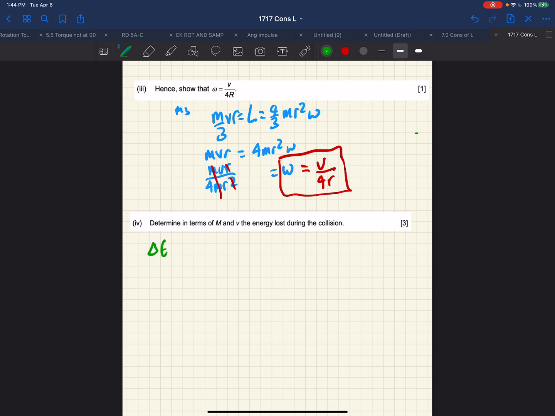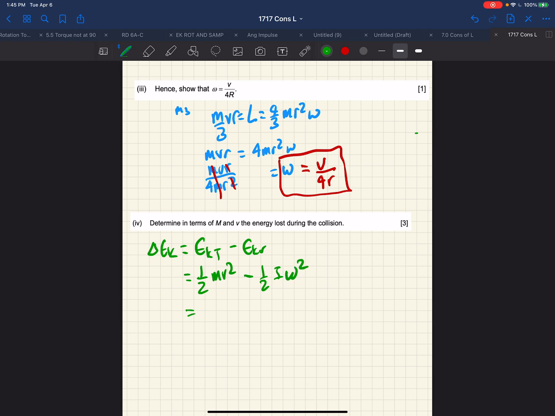So we want to know the change in kinetic energy, and that is going to be the translational kinetic energy minus the rotational kinetic energy. And the translational kinetic energy is 1/2 mv squared. And the rotational kinetic energy is 1/2 I omega squared.